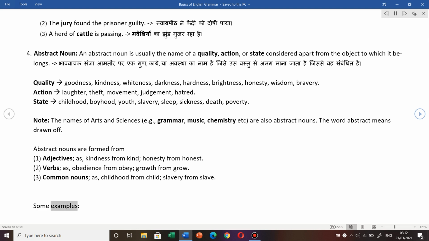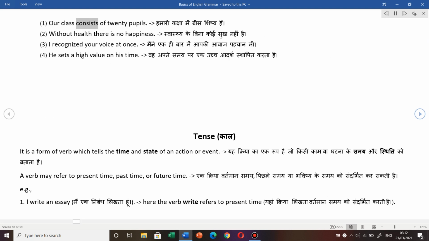Some examples. Our class consists of 20 pupils. Without health there is no happiness. I recognized your voice at once. He sets a high value on his time.